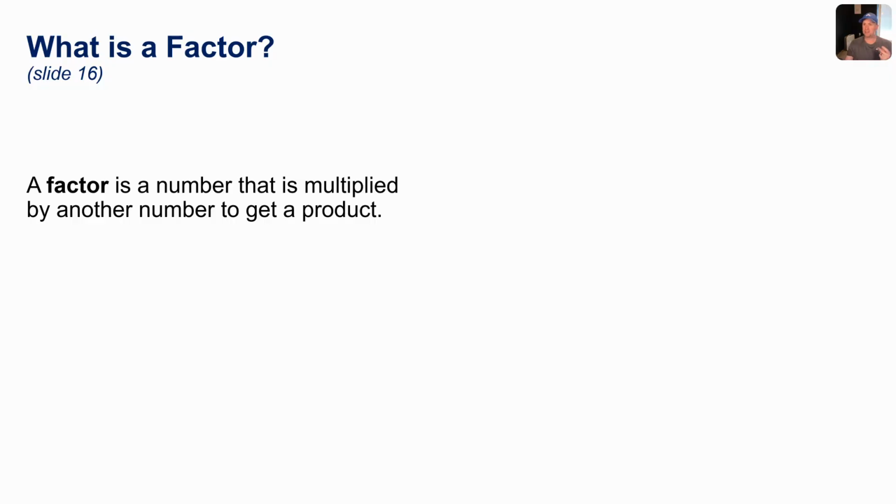What is a factor? A factor is a number that is multiplied by another number to get a product. For example, I can have the multiplication fact 8 times 9 equals 72.